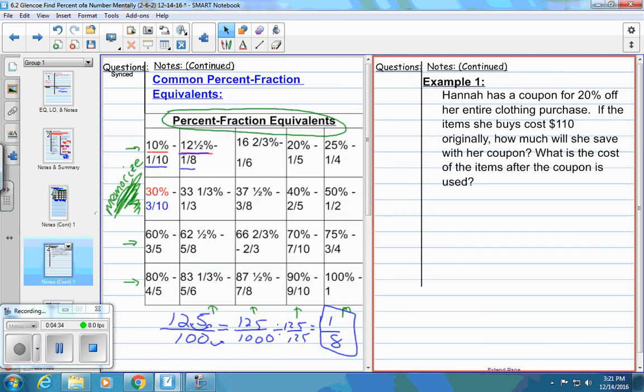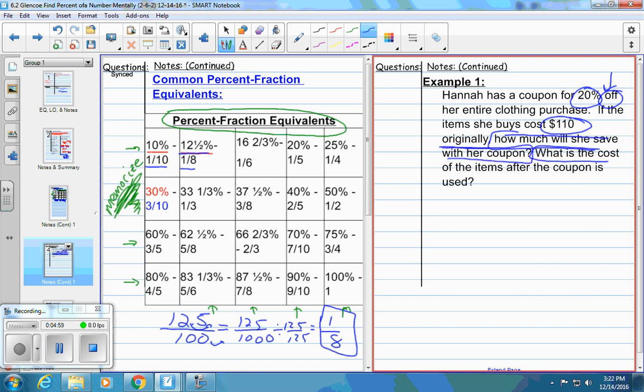Okay, we get another model here, and this one's a little bit easier because 20% is a multiple of 10. So again, how we do this mentally is we're looking for 20%. Ooh, that word off. What operation is that word off? We were learning that in 6.1's lesson. If the item she buys costs $110 originally, we're trying to find out how much will she save with her coupon, as well as what is the cost of the item after she's bought it. So we need two different parted answers here.